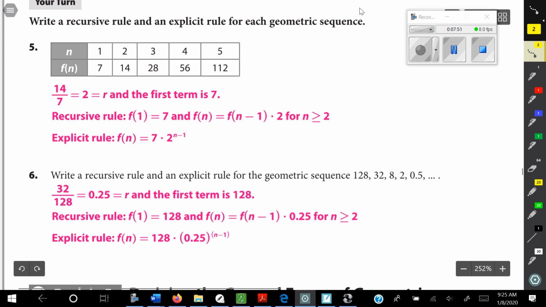Okay, and then you have the explicit rule when you have the first term, which is 7, and the common ratio, which is 2, and then n minus 1. In number 6, the first term is 128, and writing the explicit rule, put the common ratio, in this case, which is 0.25. We'll put that on the end here. So you got 0.25 as your common ratio. And then with the explicit rule, you have the first term and the common ratio.